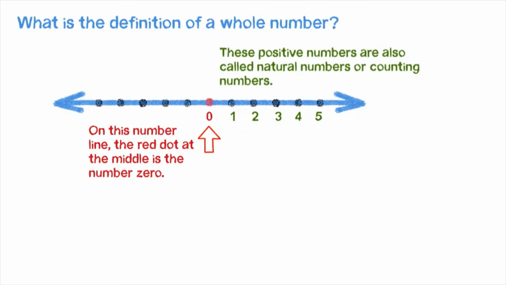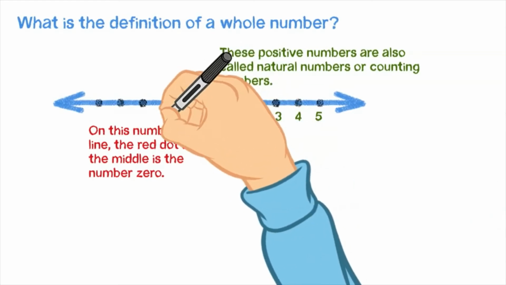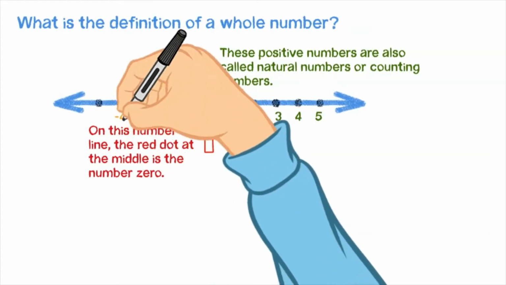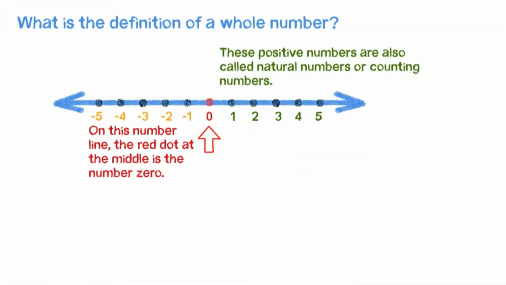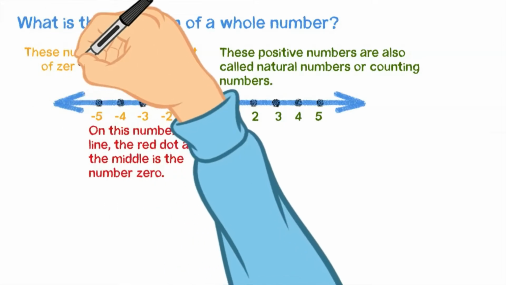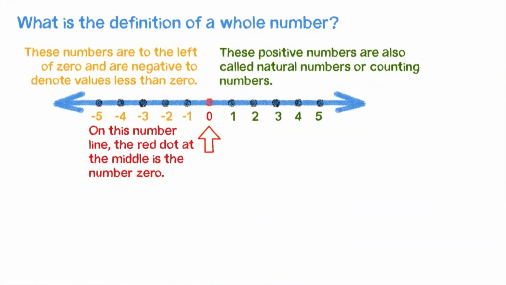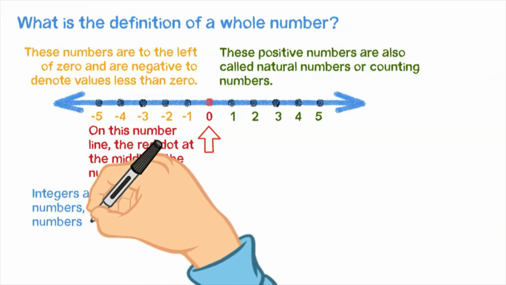The sequence of numbers to the left of 0 are -1, -2, -3, -4, -5, and so on. These numbers are to the left of 0 and are negative to denote values less than 0. All these numbers are called integers. Again, integers are positive numbers, negative numbers, or 0.